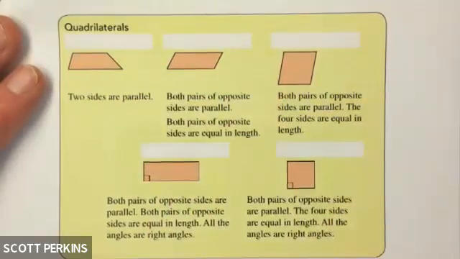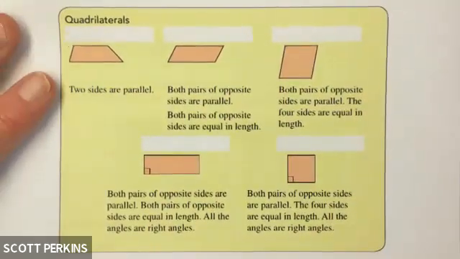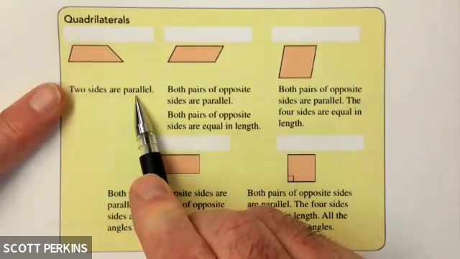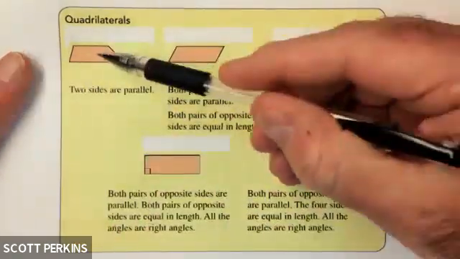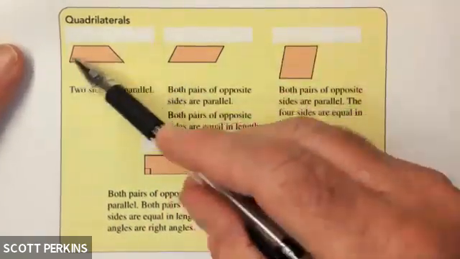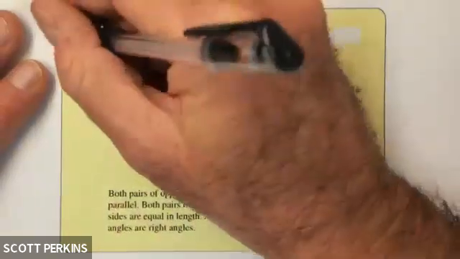So the different types of quadrilaterals that we are going to work with here, if you have a figure that has two sides parallel and the other two sides are not, so like this, in this figure, the top and the bottom are the same distance apart. The left and the right, you can see they go off at different angles. This is what's called a trapezoid.